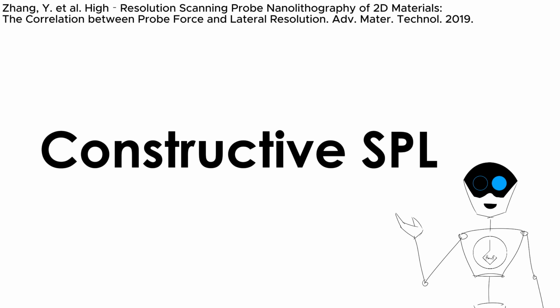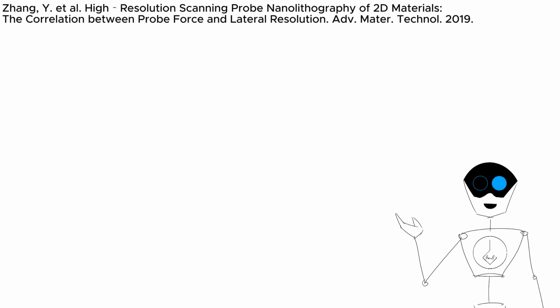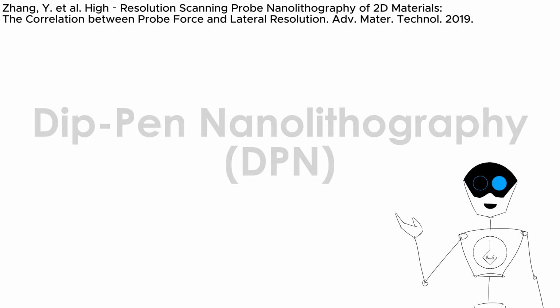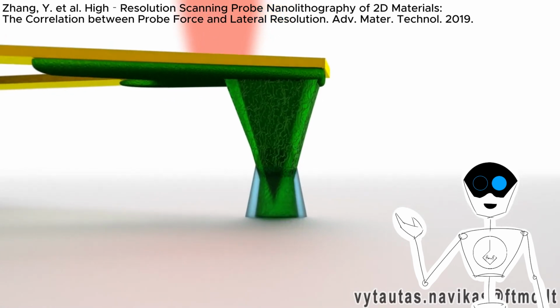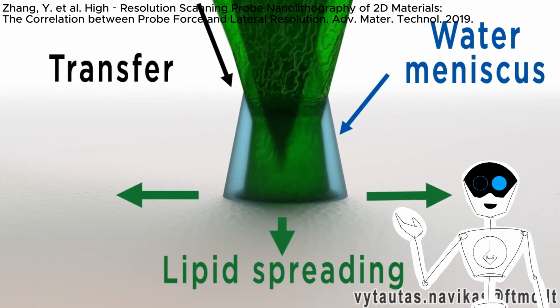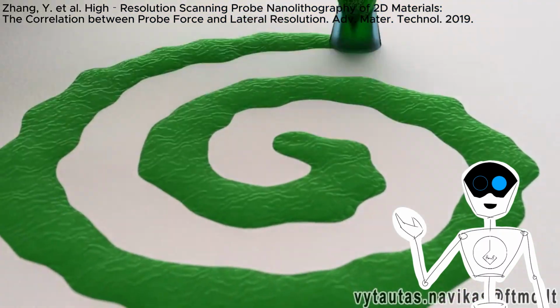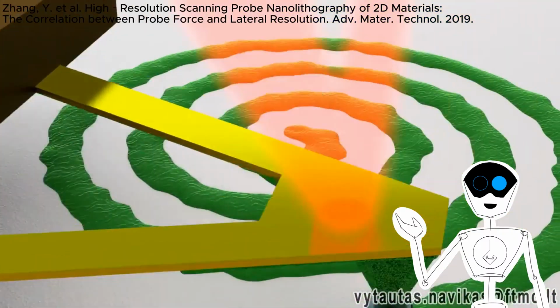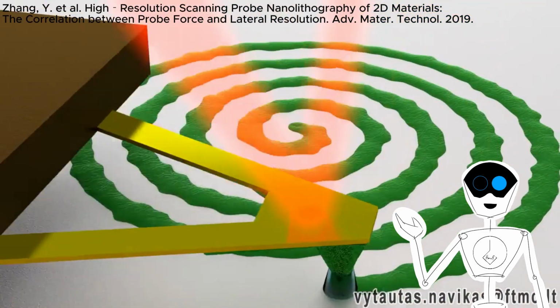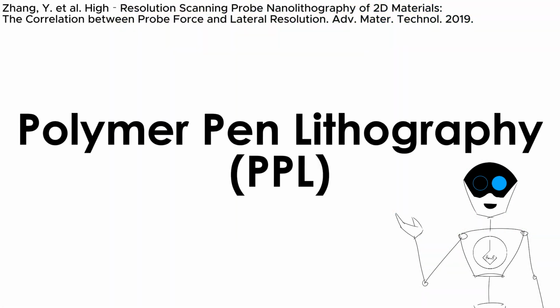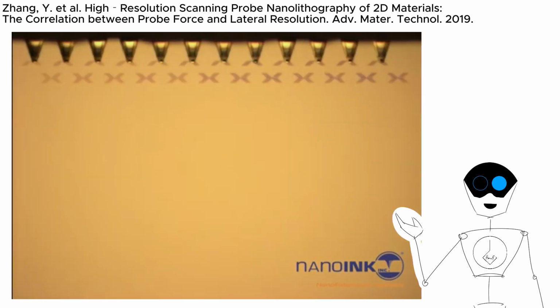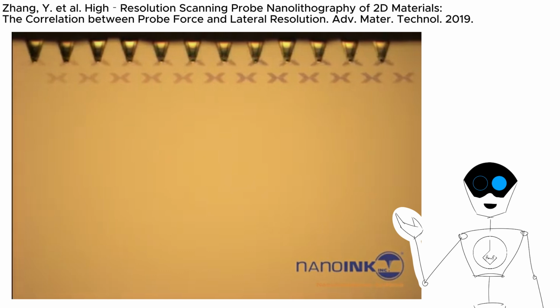In constructive techniques, the probe is used to deposit molecules onto the surface in a spatially controlled manner. Dip pen nanolithography, DPN, utilizes a water meniscus that forms at the contact point between the tip and the surface to enable capillary transport of small molecules. Molecular transport is influenced by relative humidity, contact time, temperature, and the physico-chemical properties of both the ink and the substrate. Polymer pen lithography, PPL, combines the advantages of multi-tip DPN with the simplicity, cost-effectiveness, and robustness of microcontact printing.